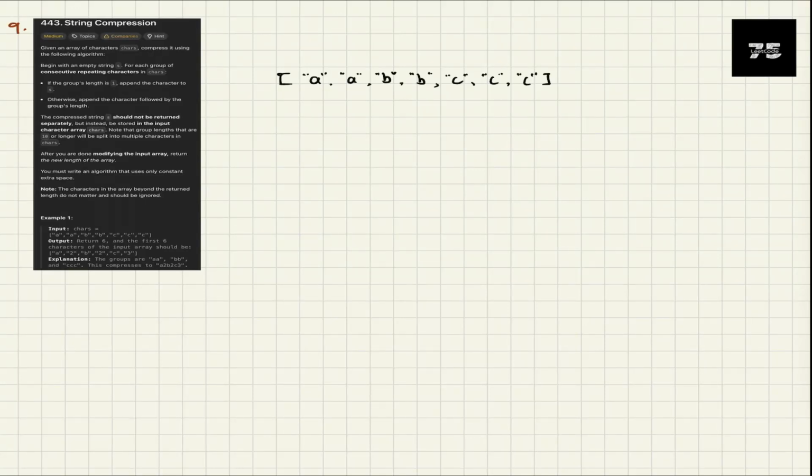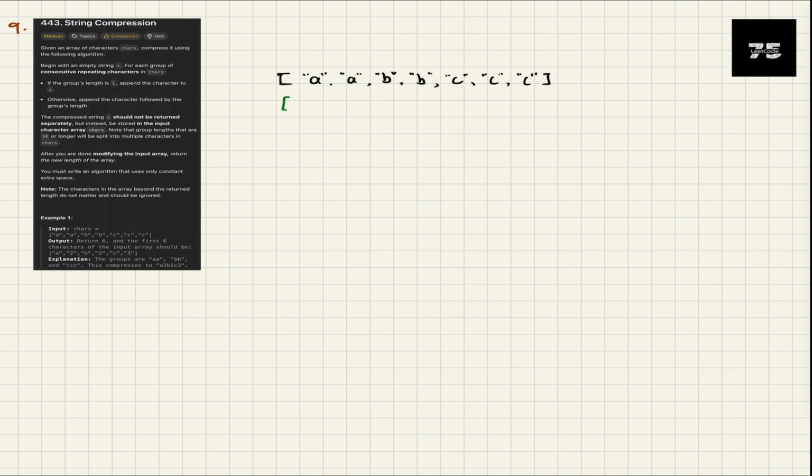Hi everyone, this is LeetCode problem number 443, string compression. It also happens to be the 9th problem in our LeetCode 75 series. In this you are given an array of characters, and what you are supposed to do is compress them and return the length of the compressed string, or compressed array length.